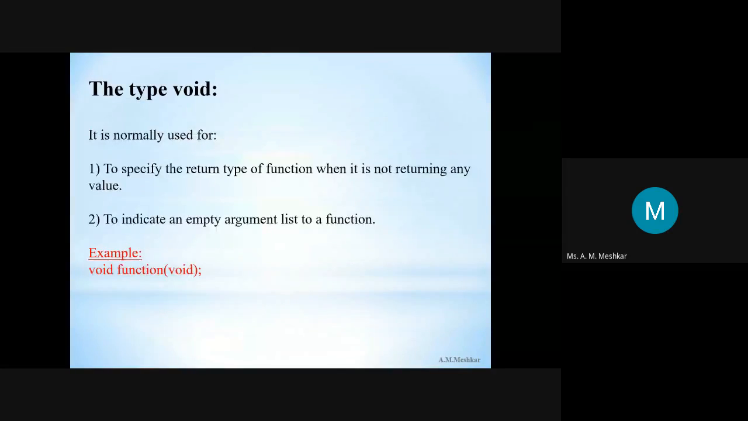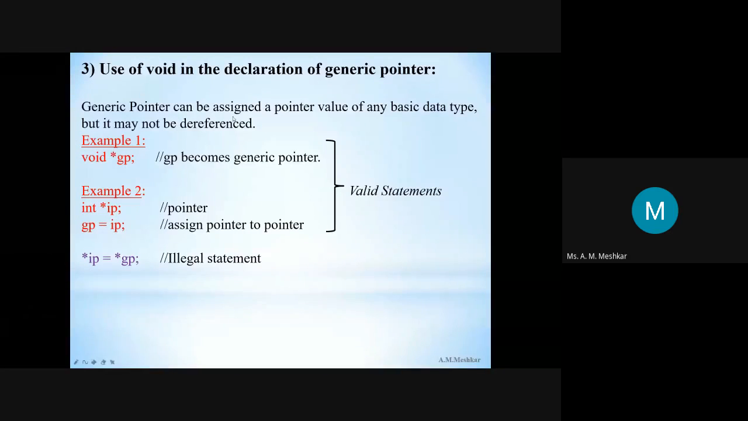Type void, it uses, among this the two you are familiar with. Return type, when it is not going to return any value. So the return type of function can be written as void. Second, empty argument list denoted with void. And third, use of void in the declaration of generic pointer.